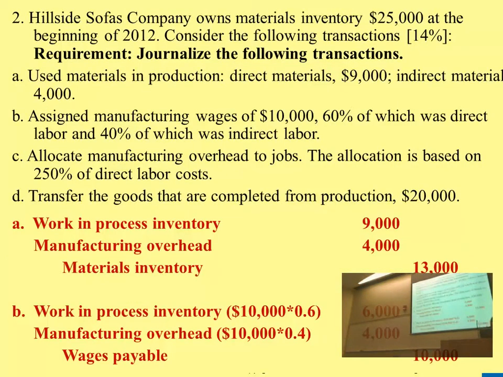Okay, this next short problem here, we have a few journal entries. These are the ones also from homework problems. I just switched the numbers a little bit. So the A entry here, if we use materials in production, direct materials, indirect materials, how do we represent this when we use materials? So this is now purchasing, it relates to using materials, so we'll be crediting materials inventory, debit work in process, manufacturing overhead.